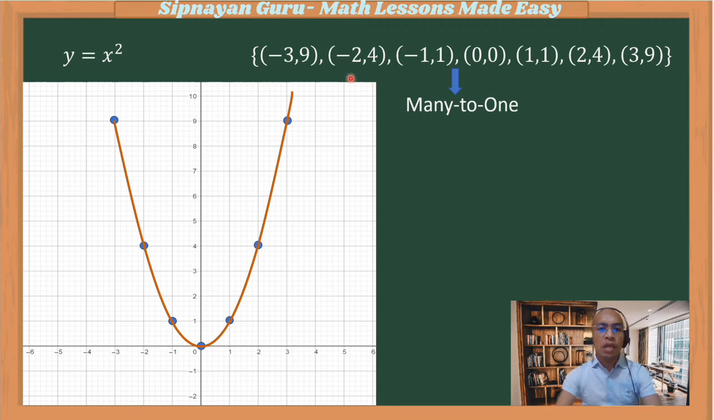As you can see, this relation is many to 1. Why is it many to 1? Because if we take a look at this coordinate, negative 3 and 9, and we also have positive 3 and 9 here, we have two values of x and we have the same value of y. So hence, this correspondence is many to 1. A many to 1 correspondence is a function.